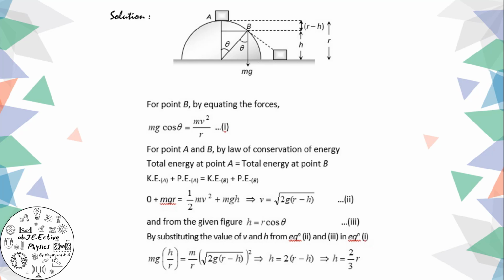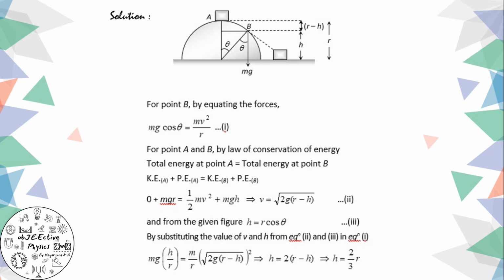When it is sliding over the circumference of a circular path, while it is at B, let us assume that instead of sliding, it leaves the surface at B. From A to B, the distance is r minus h, because the radius of the circle is r and B from the horizontal line is h. At B, if mg is resolved into components with respect to centripetal force, we will get equation 1: mg cos theta is equal to mv square by r.